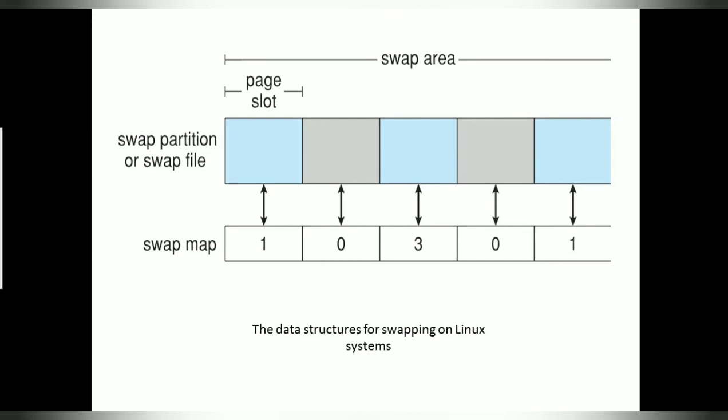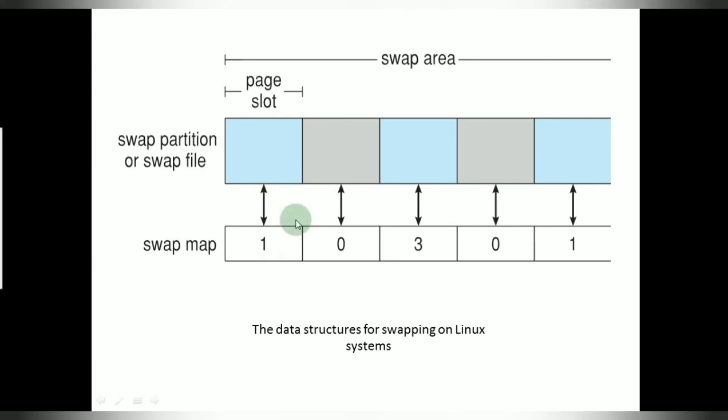Each swap area consists of a series of 4 KB page slots which are used to hold the swapped pages. Associated with this swap area is the swap map. It is an array of integer counters, each corresponding to a page slot in the swap area.